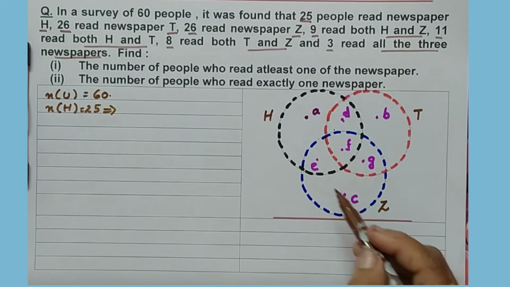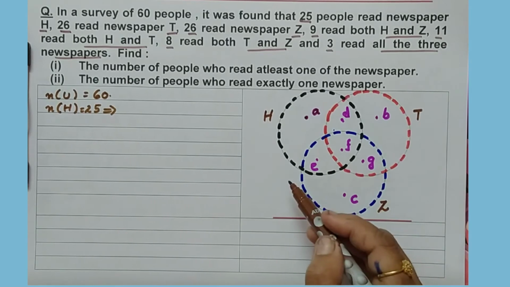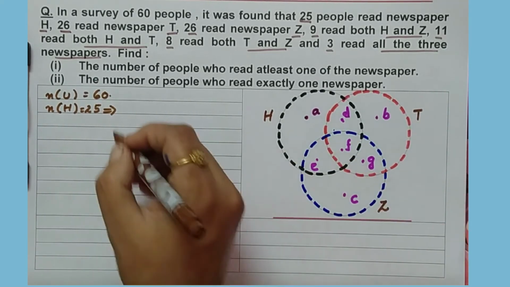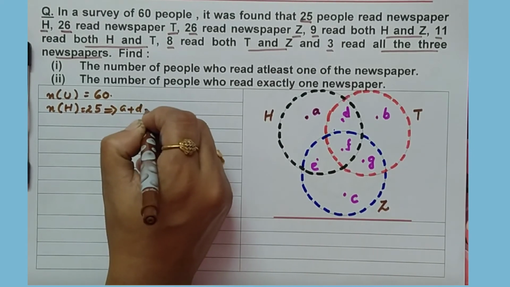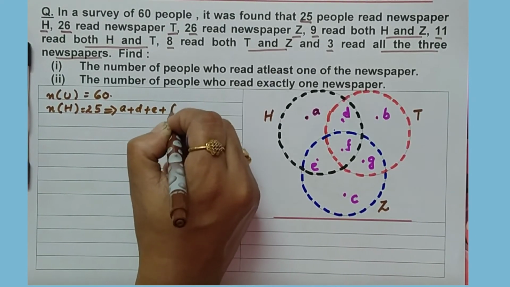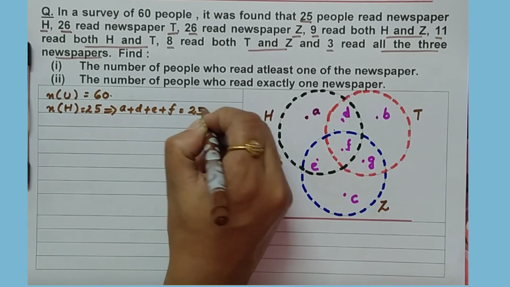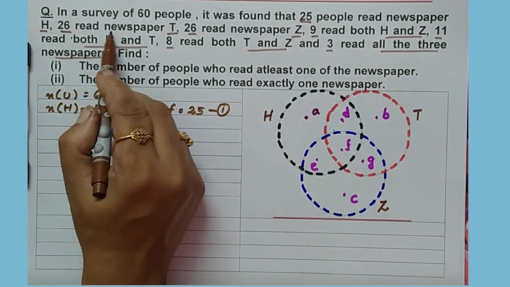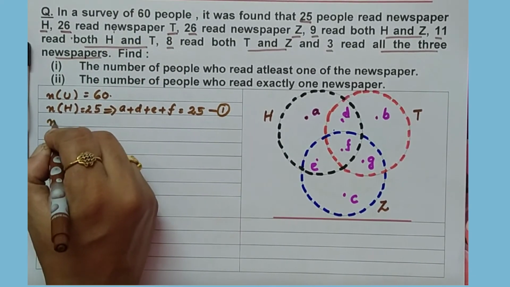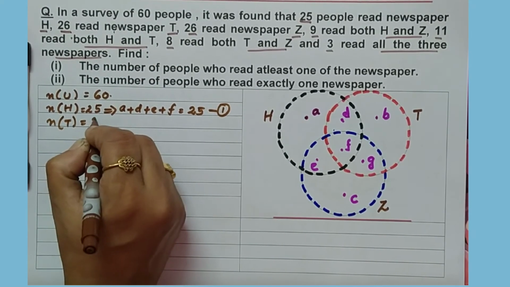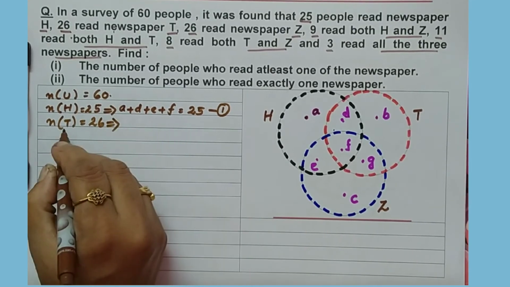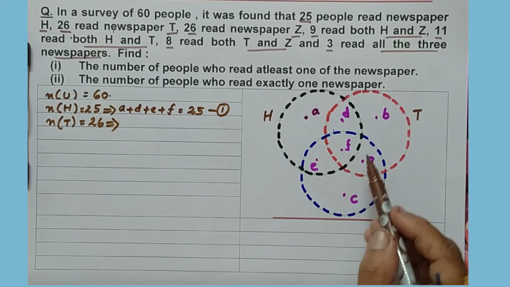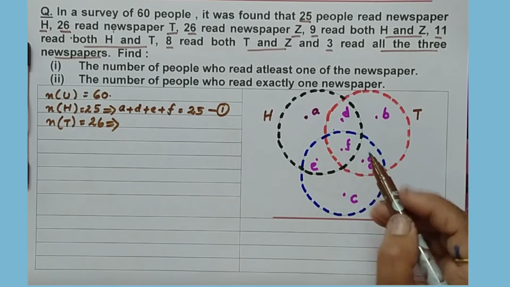Which is the region containing H? H is the black circle. Which are the elements in the black circle? A plus D plus E plus F. This is given to us as 25. Take it as equation number 1. Second sentence, 26 read newspaper T. Which is the set T? The set T consists of the elements in the red circle. That is B plus D plus F plus G.